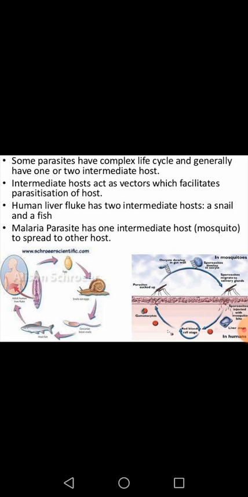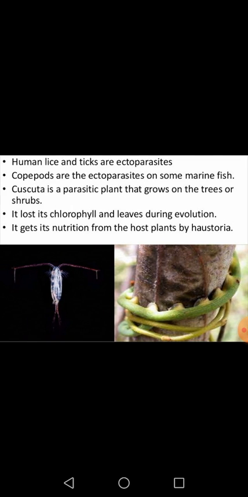features. Some parasites have a complex life cycle and generally have one or two intermediate hosts. I want to tell you that there are certain parasites which complete their life cycle using more than two hosts, so they are using intermediate hosts. I am giving you simply the examples. Human liver fluke has two intermediate hosts, like snail or fish. Similarly, the malarial parasite also has an intermediate host, and this is called mosquito. So there are certain parasites which are using multiple hosts or intermediate hosts too.